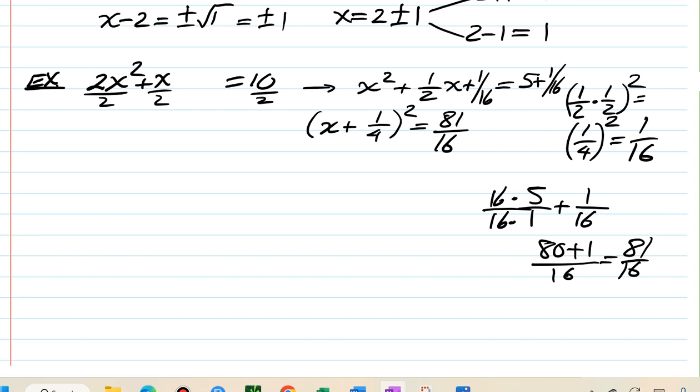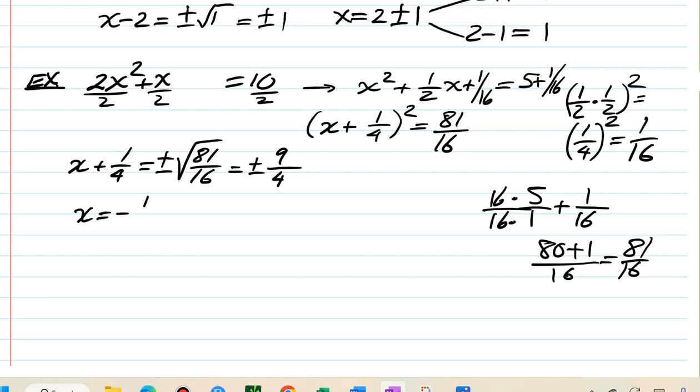And now let's take the square root of both sides. We get x plus 1/4 equals plus or minus the square root of 81/16. And that's going to work nicely because 81 is a perfect square, and so is 16. Next, I'm going to subtract 1/4 from both sides, or move a quarter to the right. Plus or minus 9/4. This is going to be negative 1 plus or minus 9, divided by 4.